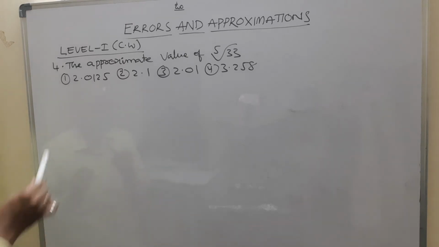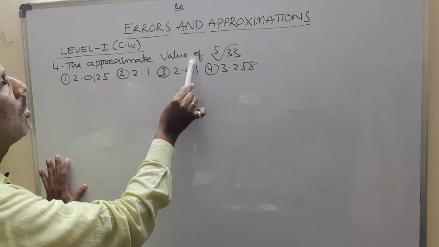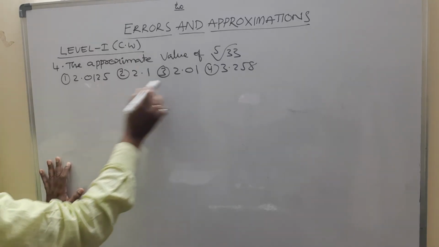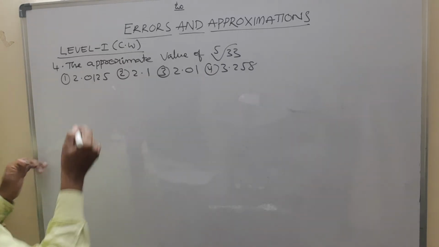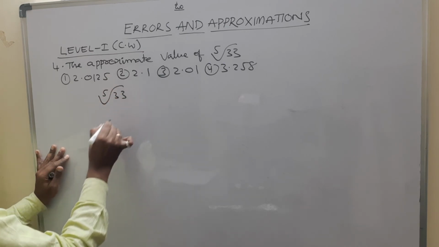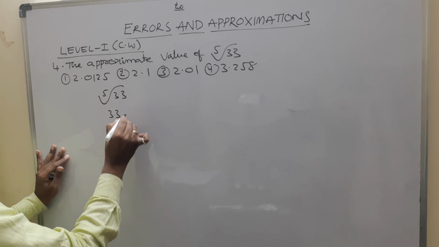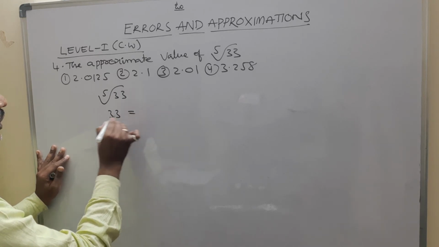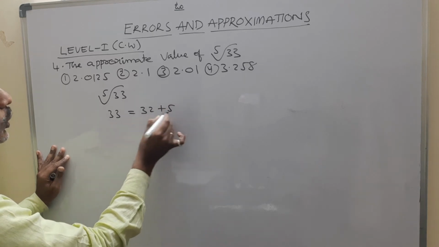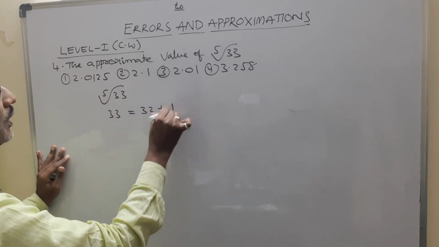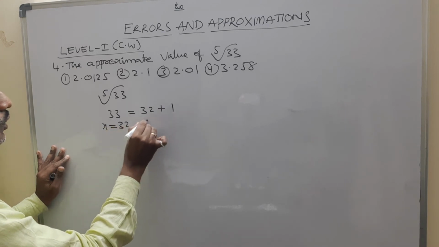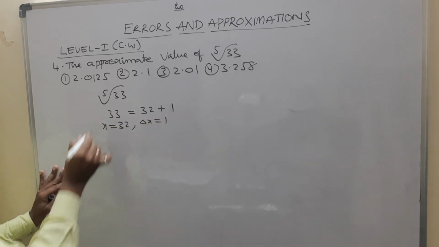Question number 4. The approximate value of fifth root of 33. Here the 4 options are given. Here the question is fifth root of 33. 33 can be split into 32 plus 1. 33 is equal to 32 plus 1. Here x is equal to 32, delta x is equal to 1.